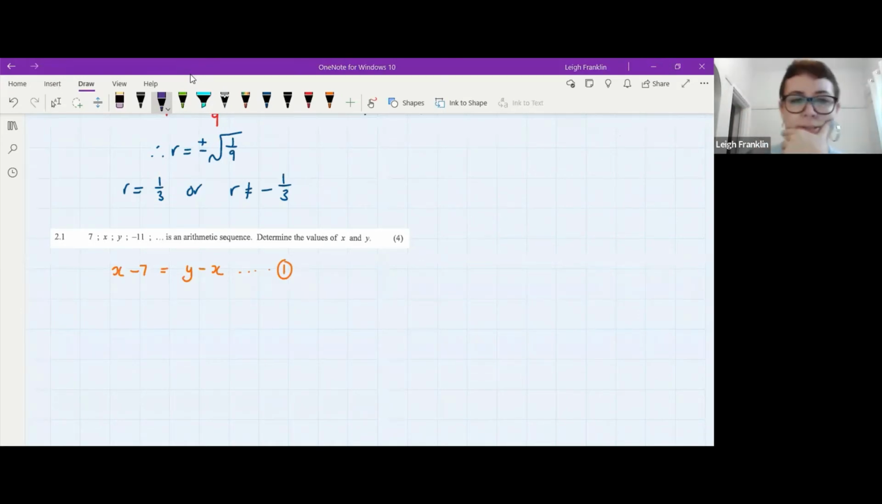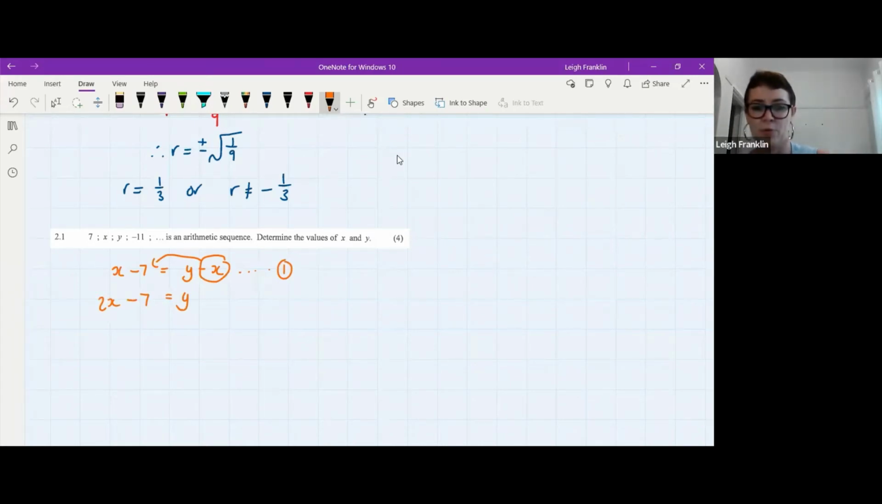Oh, what does Lebohang say? Lebohang says, take x to one side and y is on one side. Lovely. I like that, Lebohang. We could definitely do that. So what we can do for this first equation is we can take this x over here over to the other side. And then that means we've got something in terms of just y. So I'm going to add x, so that would give me 2x minus 7. I love it, Lebohang. Perfect. Beautiful.